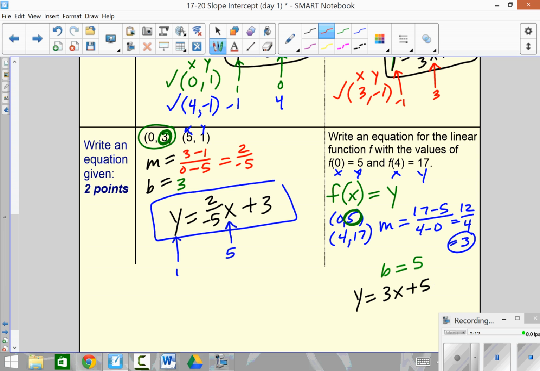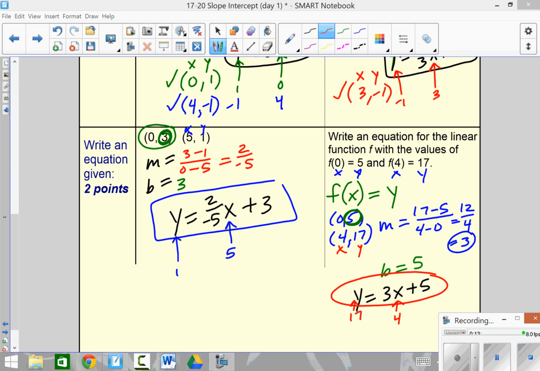Give it a check. Let's check our 4, 17 here. If I put in a 4 for my x, a 17 should calculate for the y. 3 times 4 is 12. 12 plus 5 does equal 17. So we have an equation. Y equals 3x plus 5 is the equation for this linear function, given these values. Okay.